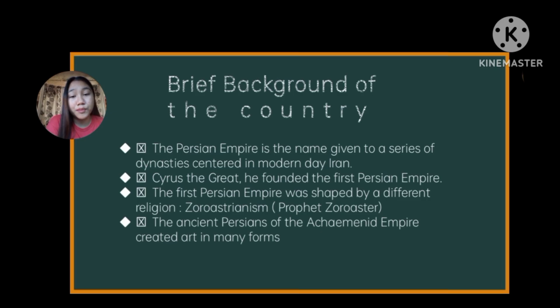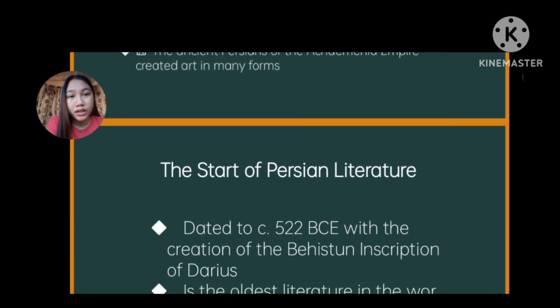This empire was deeply influenced by Zoroastrianism, a religion based on the teachings of Prophet Zoroaster, like what I said earlier. The ancient Persians were also renowned for their artistic achievements, creating works in architecture, sculpture, and decorative arts. So that is the brief background of the country.